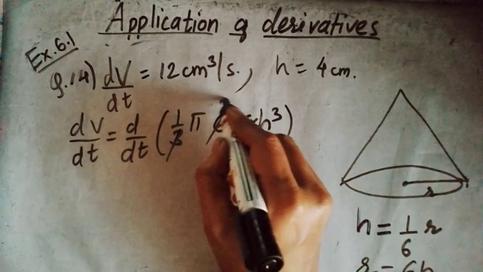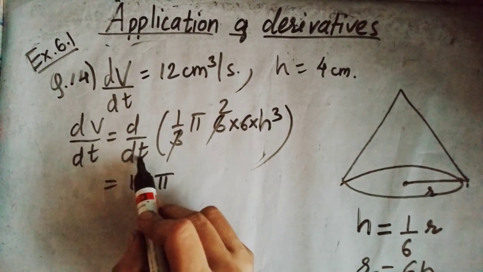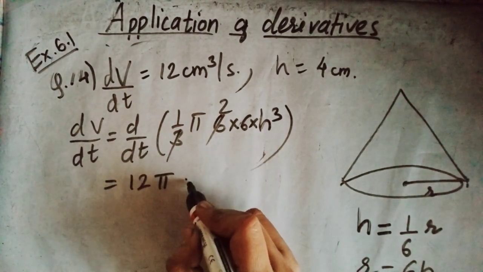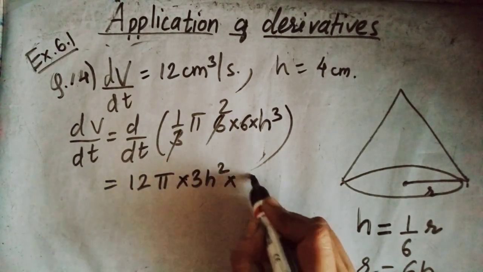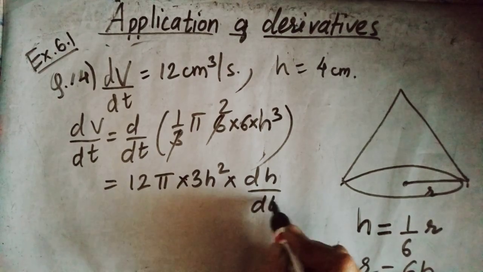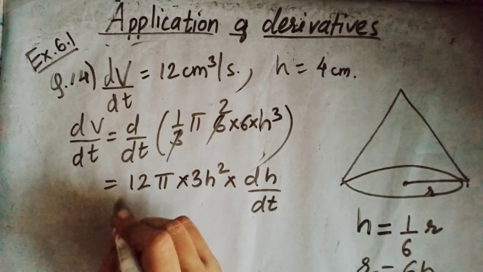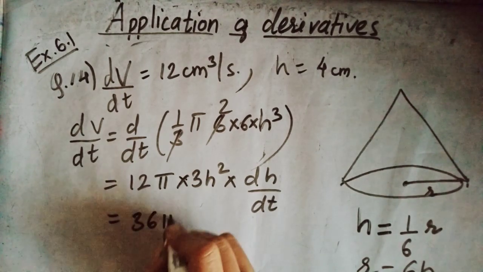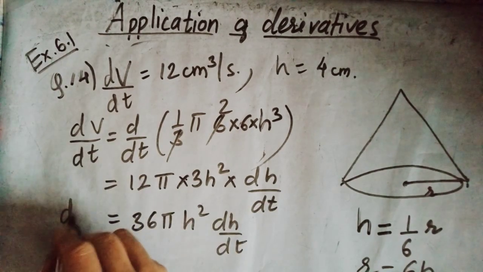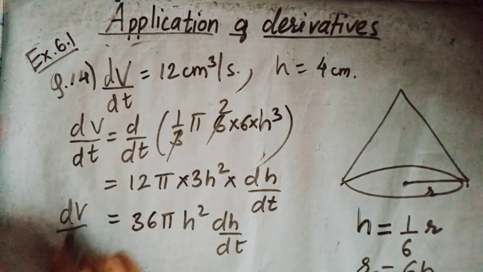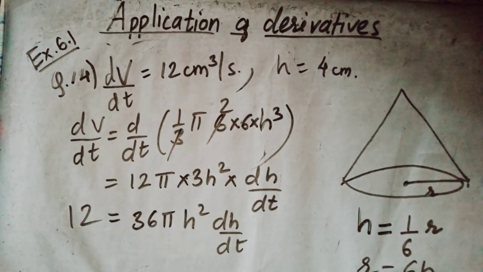So 3, so it is 12 pi, and then you have to take the derivative of h cube, so it is 3h square, and then with respect to t. Okay, that is a chain rule. So now this will be 36 pi h square dh by dt. dv by dt is given, that is 12. Okay, you can substitute it here.